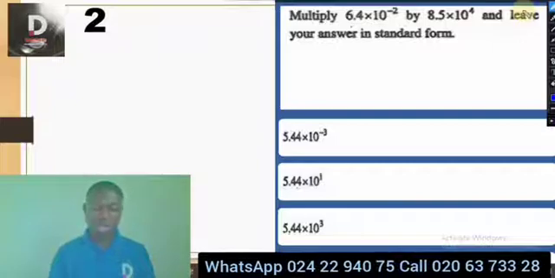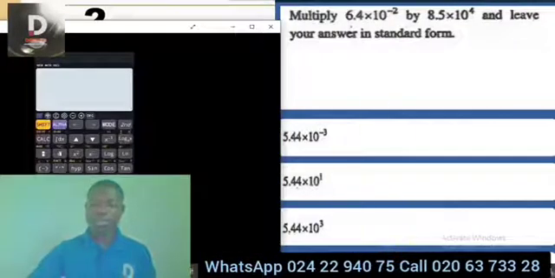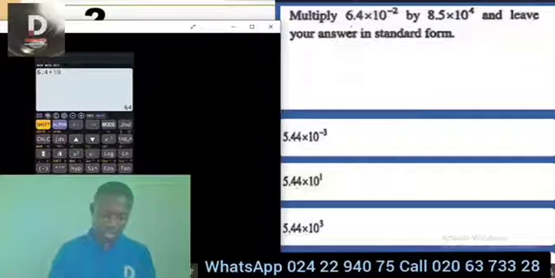So let's go to our calculator to generate that answer. Our calculator is here. Let's pick our calculator and use it to do the work. Alright, so 6.4 times 10 raised to the power negative 2. Make sure your cursor is at the center before you continue. Times 8.5 times also 10 raised to the power positive 4. So power positive 4. Okay.